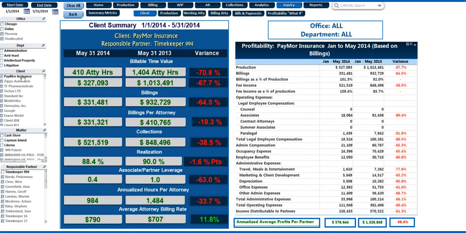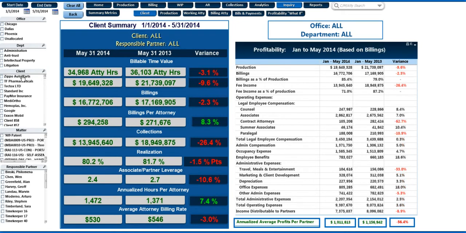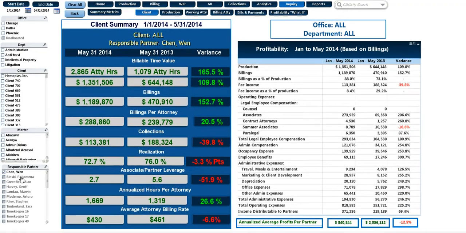Let's now look at individual partner responsible profitability and see how one or two are doing as compared to the collective partnership as a whole. Take partner Chen, somewhat below average in profitability, primarily the result of low realization. Along with the positive performance in other metrics, however, a focus on boosting realization a bit will result in a more on-target bottom line result.